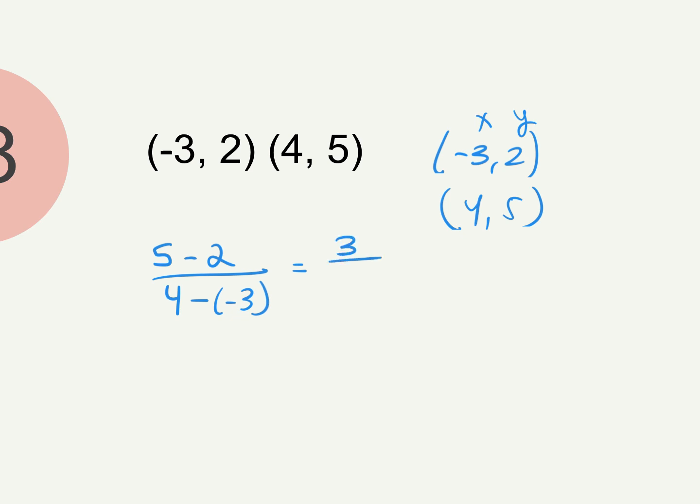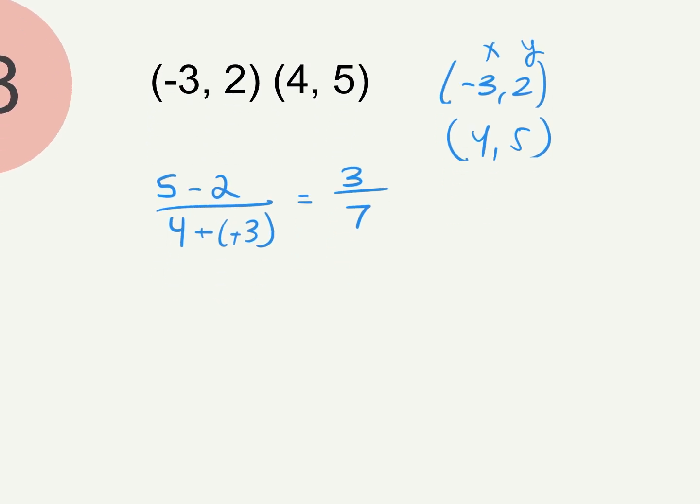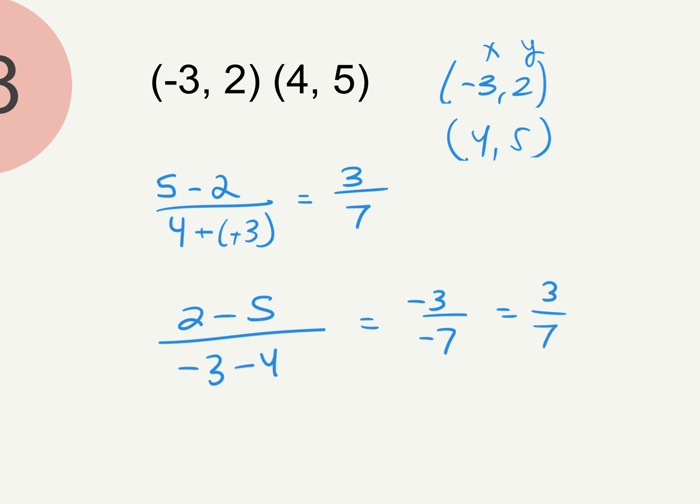3 over 4 plus 3 is 7, okay? Say you did it the other way. Say some of you are like, well, I wanted to start with 2, so I said 2 minus 5. That's fine. If you start with 2 in your numerator, what do you have to start with in the denominator? So negative 3 minus 4. Well, what's 2 minus 5? Negative 3. What's negative 3 minus 4? Negative 7. What's negative 3 divided by negative 7? A positive 3 over 7.